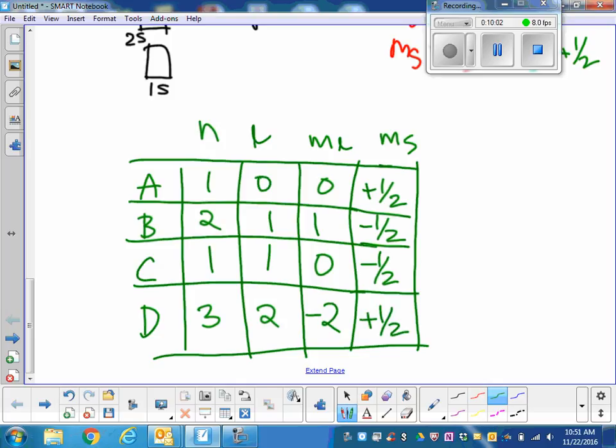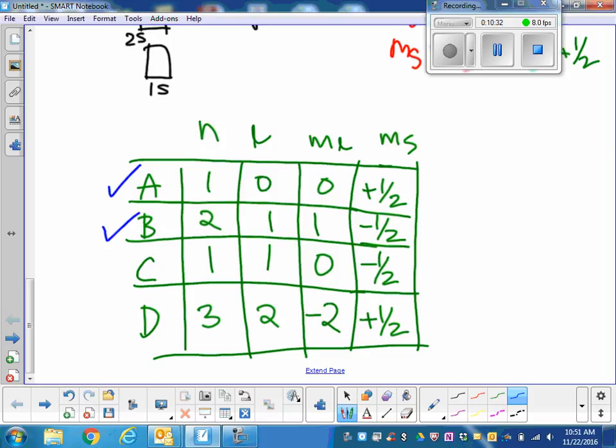So you have to choose an option which is impossible. When n is 1, can l be 0? Yes. Can ml be 0 and can you have a plus half? Yes. There is nothing wrong with this. This looks perfectly right. When n is 2, can l be 1? Yes. Then ml can be 1, yes, and that can be minus half. This looks like a valid set of quantum numbers.